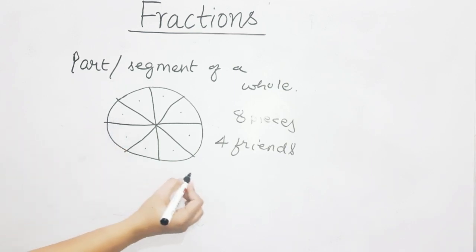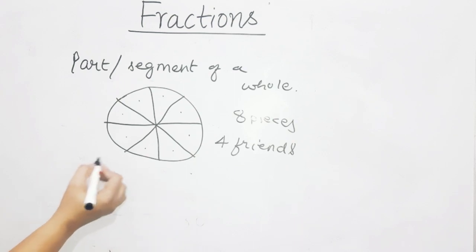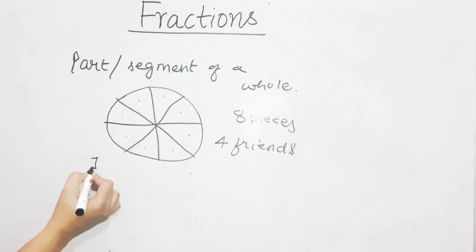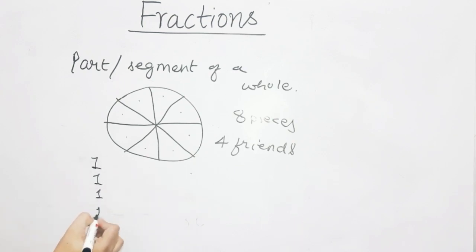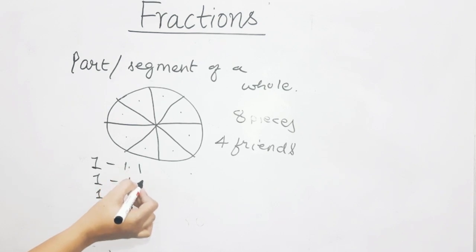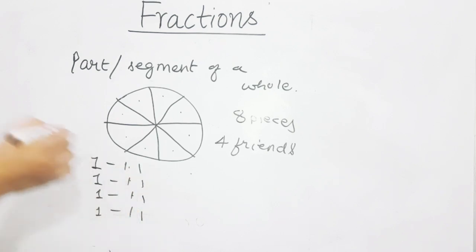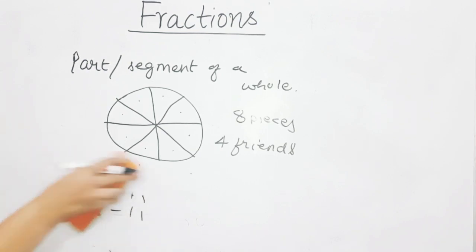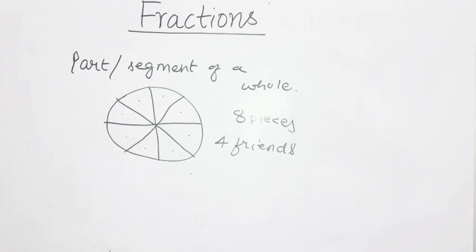So what do I have to do? अब हम क्या करेंगे? 4 friends हैं. पहले तो हम लोग चारों के बीच में 1 पीस डिवाइड कर देते हैं. 1 1 1 1. Now 1 2 3 4 5 6 7 8. So as you can see, each friend has got 2 pieces. If I distribute 2 pieces to one friend, then only there will be equal distribution of the pizza.